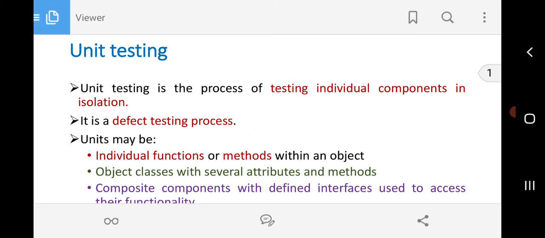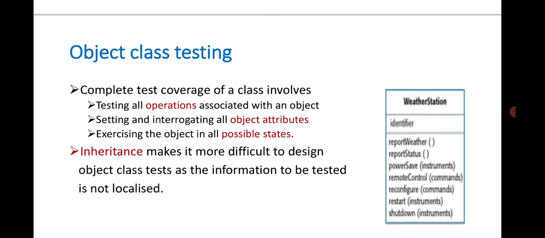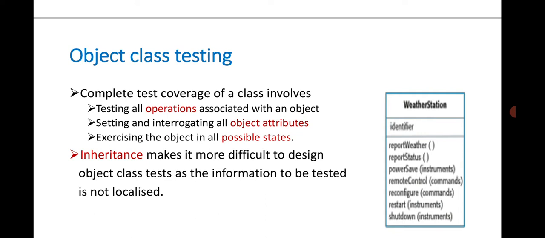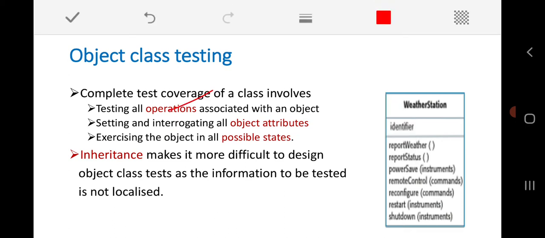Continuing, say you consider an object class as an example of one unit. Then the testing of that class normally involves testing all the operations associated with the object, setting and interrogating all object attributes, and even checking all possible states of that object class.